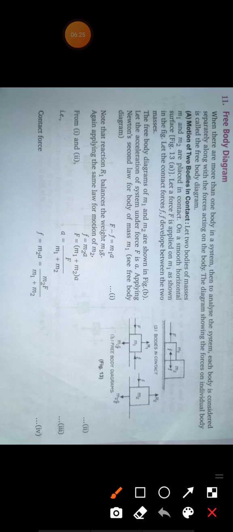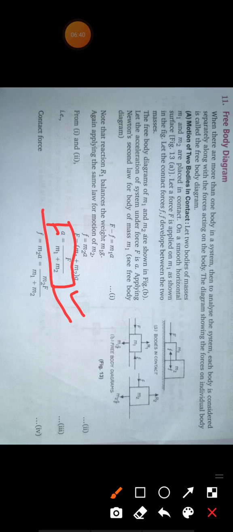Now what is the value of acceleration? From this equation you can cross multiply and write that a is equal to F by (m1 plus m2). So this is the equation of acceleration.